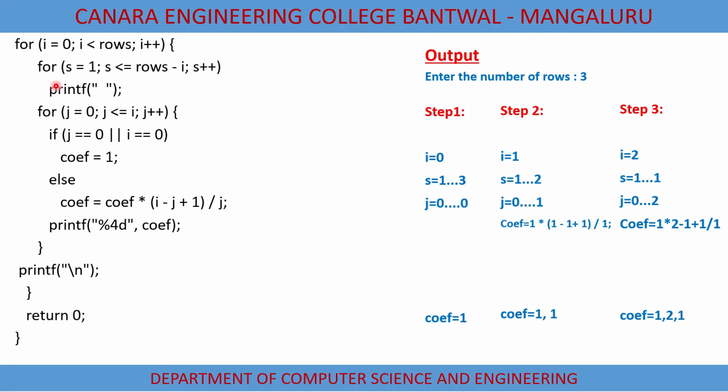Followed by one loop which is used to take care of the spacing part in this program. As we have seen, we need space here, here and here, in the diagram you can see there. For that purpose, we are taking a loop for s is equal to 1, s is less than or equal to rows minus i, s plus plus. Printf a single space, so as to leave the number of spaces.